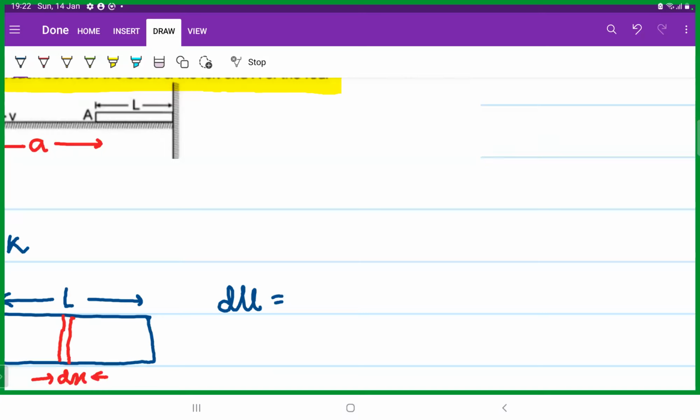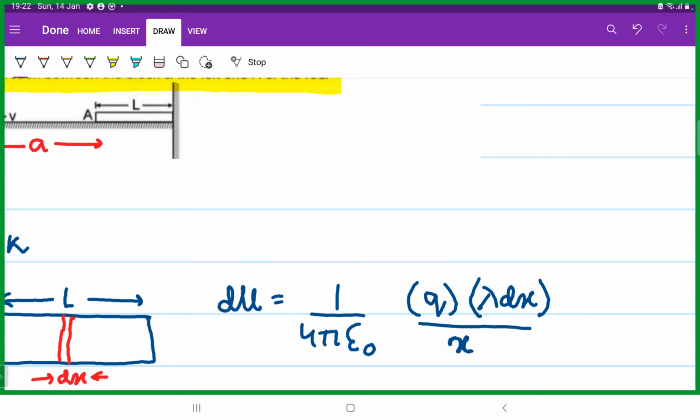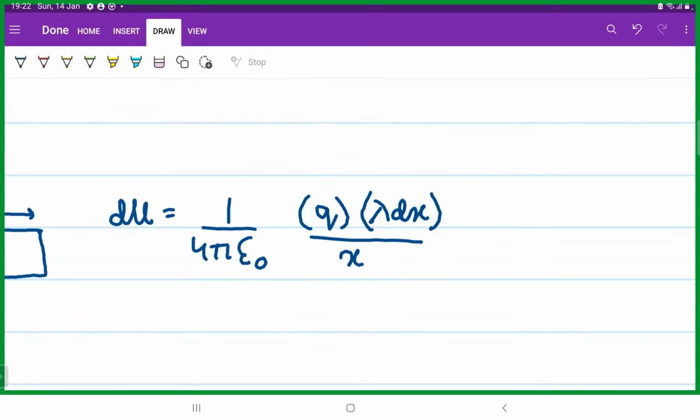So dU will be equal to 1 by 4 pi epsilon naught into q, where q is the charge on the small block. The charge in the small strip of the rod will be lambda dx, and this will be divided by x. This is the formula for potential energy.